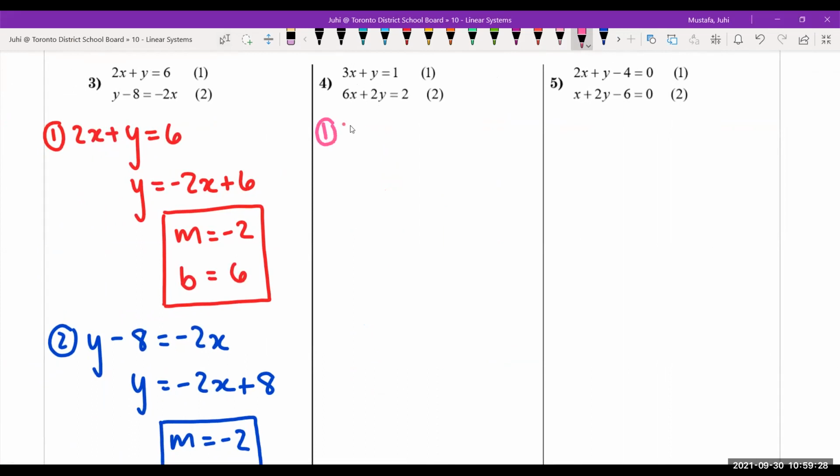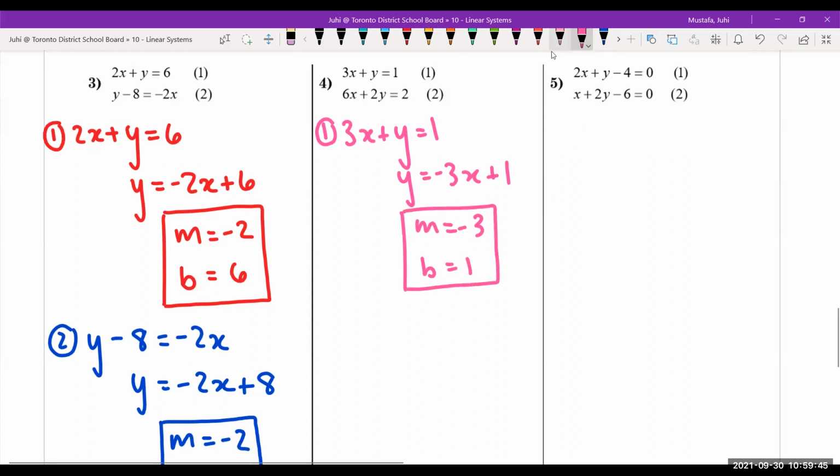But equation number 1, 3x plus y is equal to 1. I'm going to change this to y is equal to negative 3x plus 1. So the slope is negative 3. The y-intercept is 1. Equation number 2. And I really encourage you guys, don't just copy the answers, try it yourself. Like I'm gonna have these up for a while.